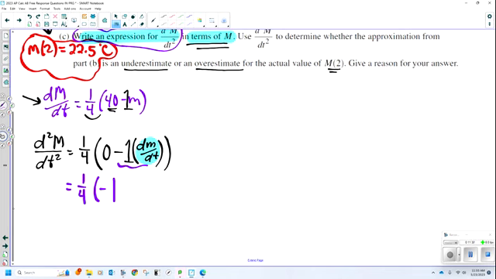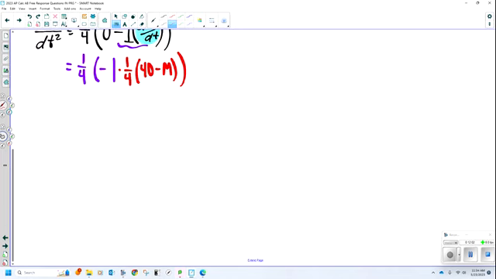What I'm going to substitute in for this is what dm/dt is. This is dm/dt. That's going to go in place right here, so it's times 1/4 (40 minus m). Okay, there's your m coming into play in terms of m right there. So let's start simplifying this a little bit more.